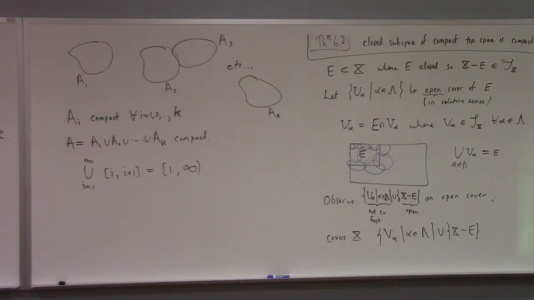Let's see here. Lemma 6.3 tells us that if we have S a compact subset of a Hausdorff space X, then for each x in the complement of X by S, there exist disjoint open neighborhoods U of x and V of S.